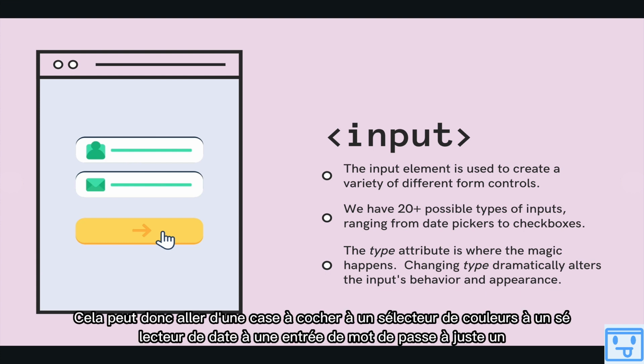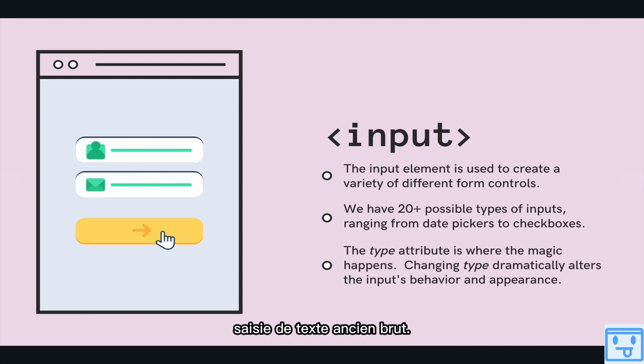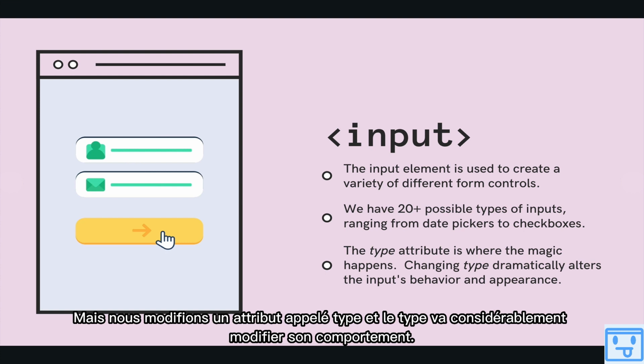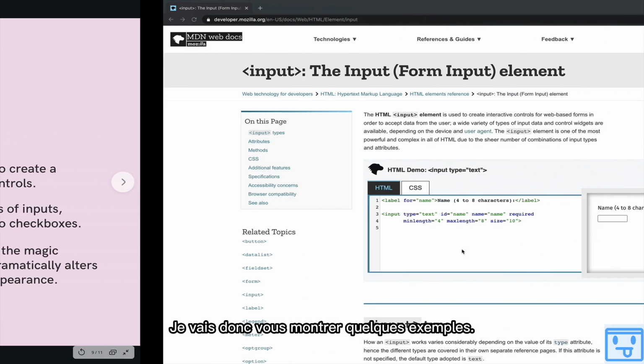That could range from a checkbox to a color picker to a date picker to a password input to just a plain old text input. And the way that this works is the exact same element, input, but we change one attribute called type. And type is going to dramatically alter how it behaves. So I'll show you some examples.